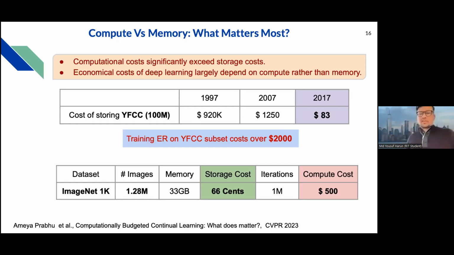Another example is ImageNet, where it requires only 66 cents to store the whole of ImageNet, but if you train it using 1 million iterations, which is still very few, it costs $500 for one experiment. So that is hugely expensive.